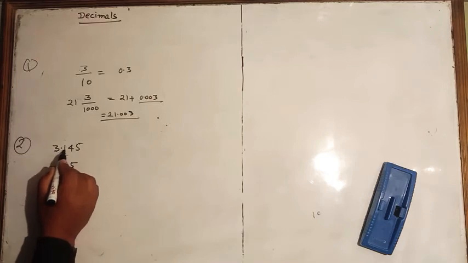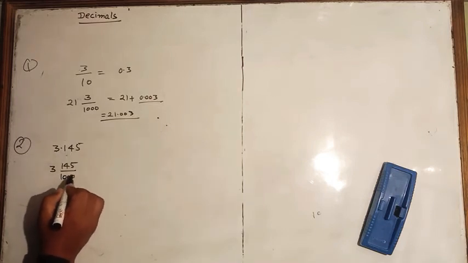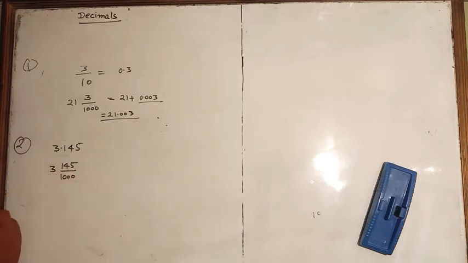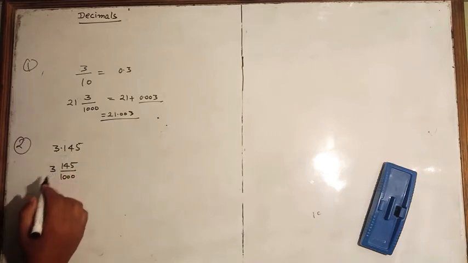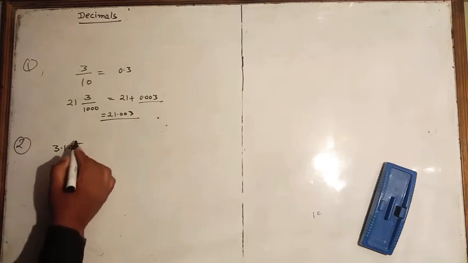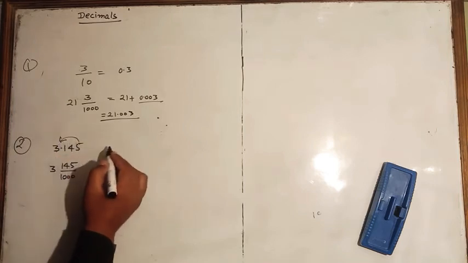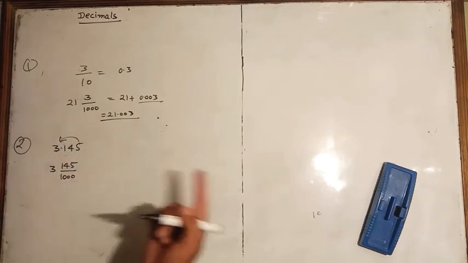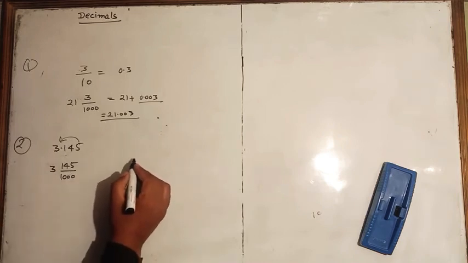See how many places? 1, 2, 3, means it is divided by 1000, then only 3-place decimal will come, so we will write it as 3 whole 145 upon 1000. Why is it so? You know that 3 places left means we are dividing it by 1000, then only it will be so.